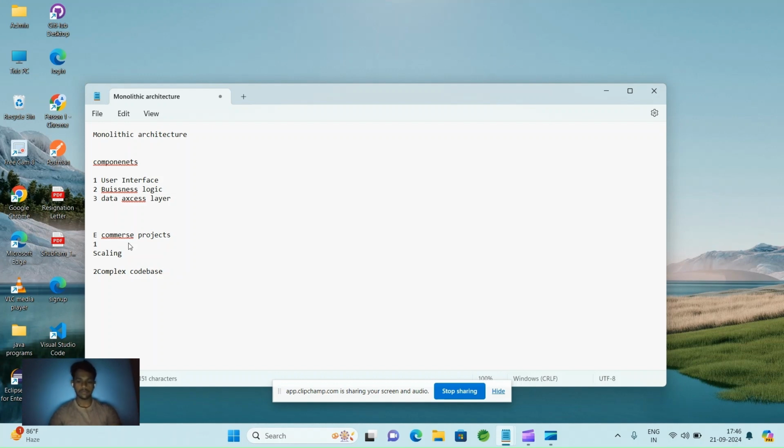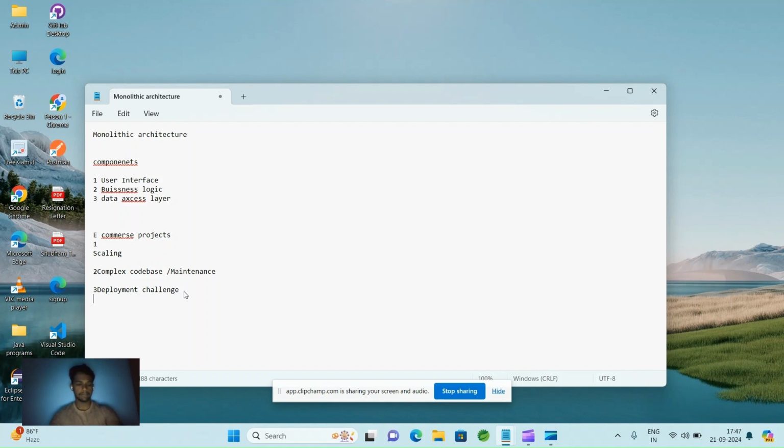Maintenance. As our project size increases, it's going to be very hard to manage our code and handle our data day to day. As our project size increases, it's very difficult. So it's a main drawback of monolithic architecture. Third is deployment challenge. It's also a main reason.